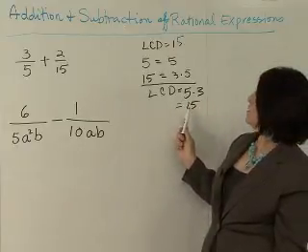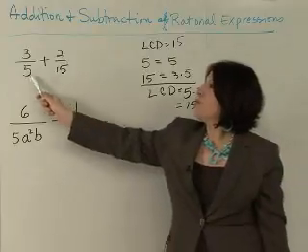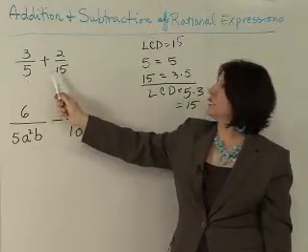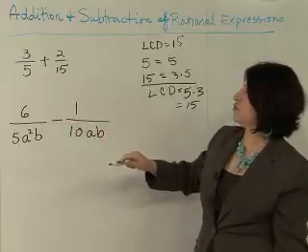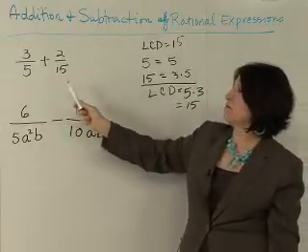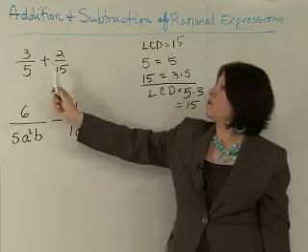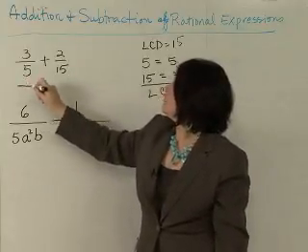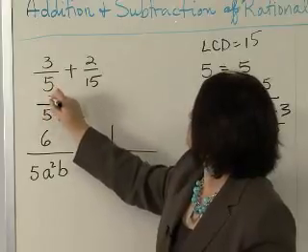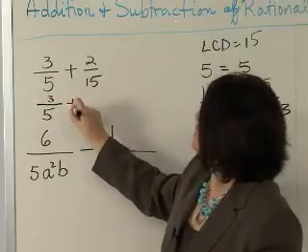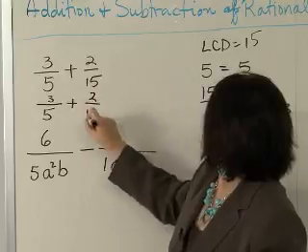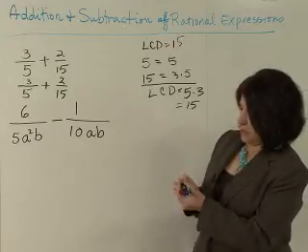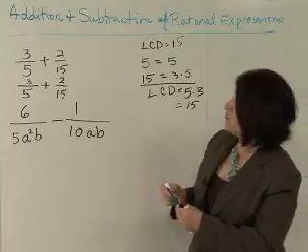Always remember, the LCD should contain both denominators as factors, and should be the smallest number that's divisible by both 5 and 15. So I rewrite each fraction with the LCD. So how do I do it here? I know my LCD is 15, and so I want to make both fractions 15.